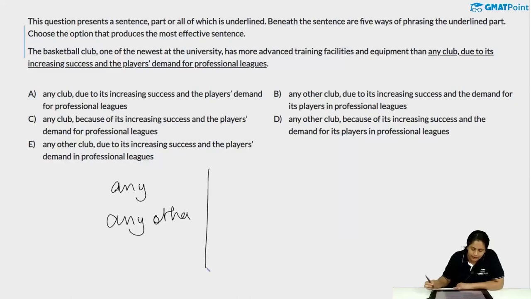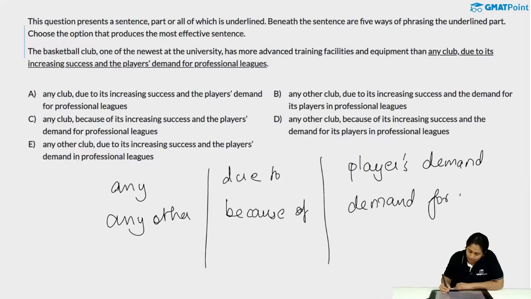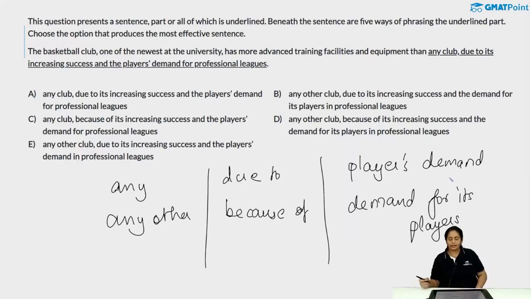Due to its increasing success, because of its increasing success. So either it is due to or because of, you have a choice over there also. And the players' demand for professional leagues, and the demand for players, its players in the professional leagues, players' demands, players' demand for its players. Now let us take a look at these two parts, players' demand and demand for its.